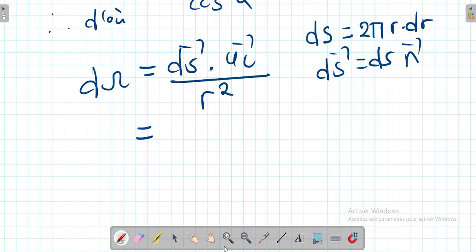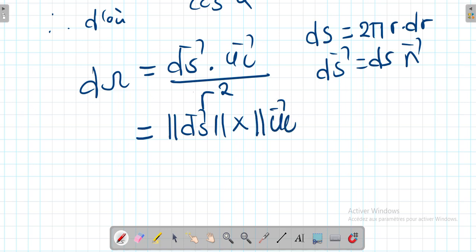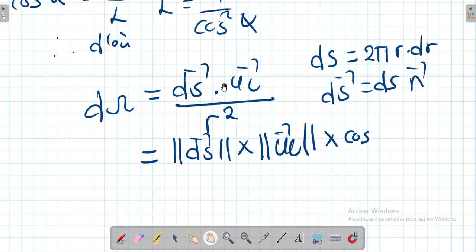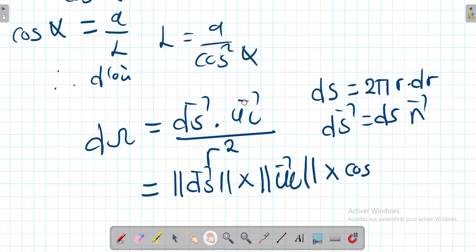I'm also going to remind you, the dot product by definition is defined by: you get the magnitude of ds, then you multiply it with the magnitude of the second vector, which is ul, then you multiply it with the cos of the angle between ds and ul. So now the question is, what is the angle between ds and ul? ds is the same as ds with the normal vector in the direction of the normal vector.